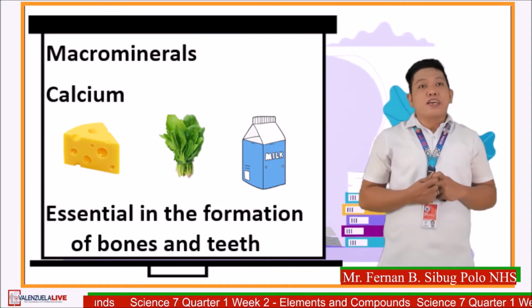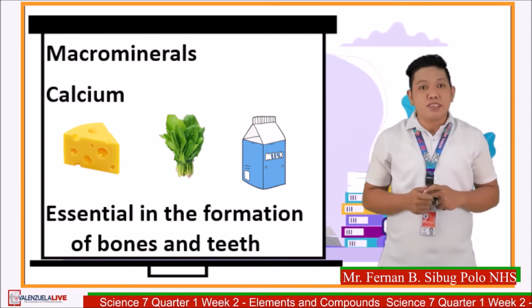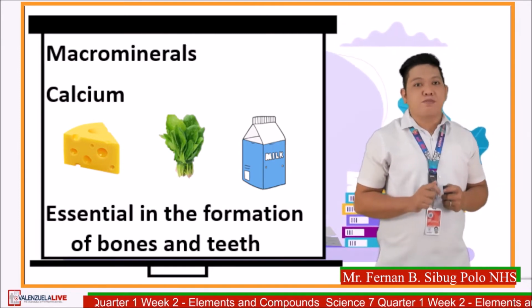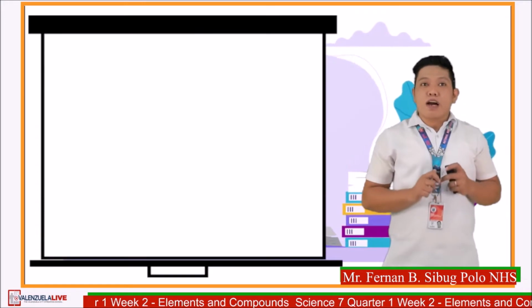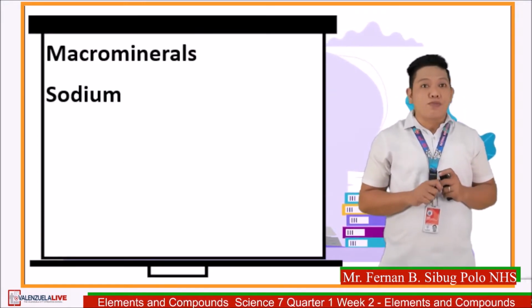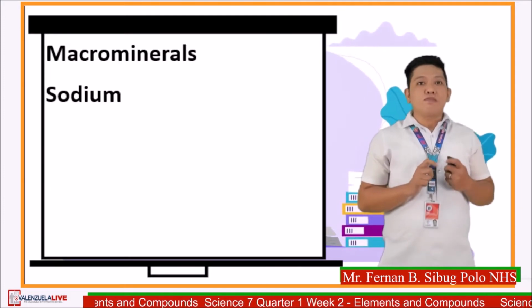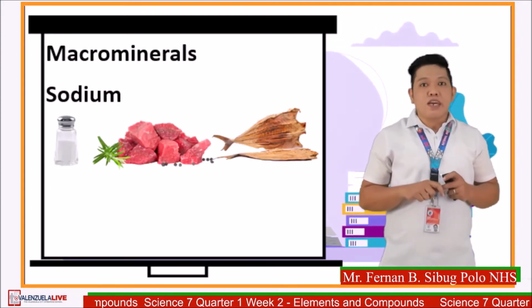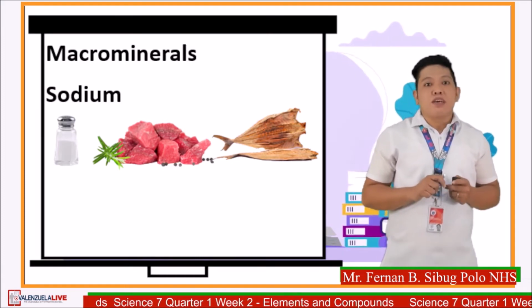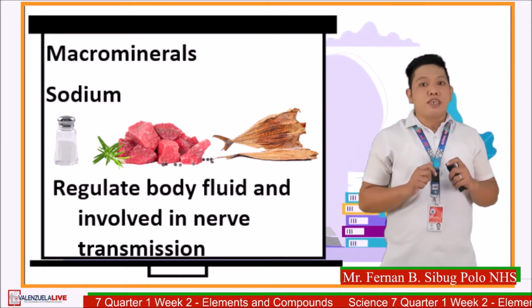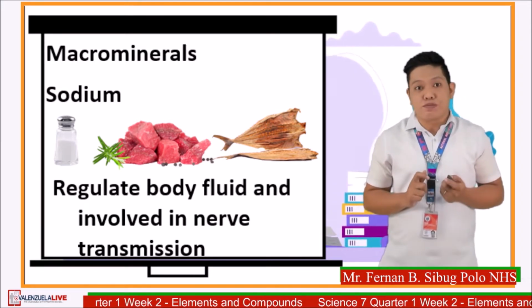Okay, the correct chemical symbol for calcium is Ca, capital letter C and small letter a. The next macromineral is sodium, with a chemical symbol of Na. Sodium can be obtained from eating salt, meat, and salt-processed foods. Its function is to regulate the amount of body fluids and is involved in nerve transmission.